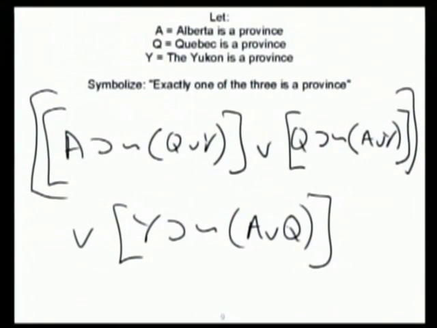It doesn't work because anytime one of them is false, that statement is true. Well, this says if it's A, then it's not Q or Y, and if it's Q, then it's not A or Y, or if it's Y, then it's not A or Q. But that allows for the possibility that it's none of those three, and the sentence says it's certainly not that. So something else has to be added.